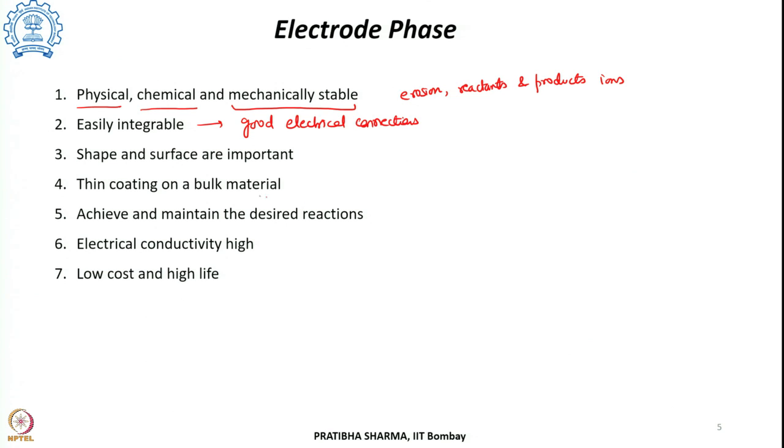Now, what happens in these electrodes is usually a very thin coating of a catalyst is considered on a bulk material. These electrodes should be such that the desired reactions are achieved, desired reactions which lead to the formation of the gaseous product. However, certain unwanted chemical reactions can be avoided, and these desired reactions should occur with a high rate of reaction, and that will define the efficiency of the process, the current density involved in the process. The electrode should have good electrical conductivity, and it should definitely have a low cost and high life.